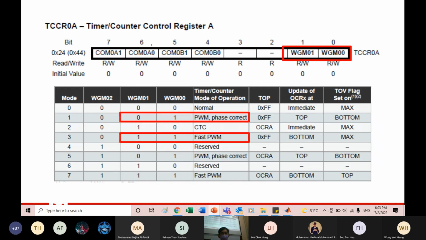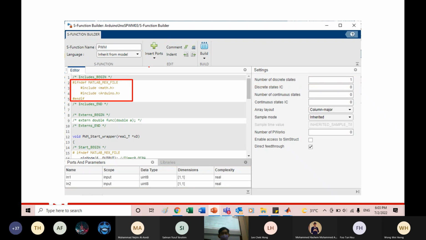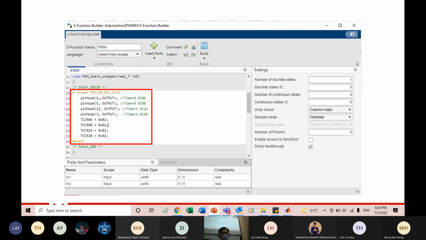Okay, so these are the internal registers, which I'm going to skip. And then remember, in MATLAB we can build our own blocks, right? So here we are going to build a block that you can connect to Arduino. But the detail you can do when you are free, because this one requires some simple coding.